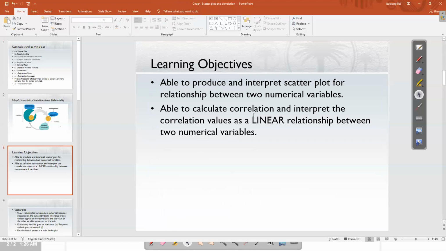So the chapter title is scatter plot and correlation. The learning objective is basically that we need to know how to make a scatter plot, how to interpret the scatter plot, and also how to calculate the correlation and how to interpret correlation. Keep in mind, a correlation is used to describe just the linear relationship between two variables. We have all different kinds of relationships, like what you learned in math class.